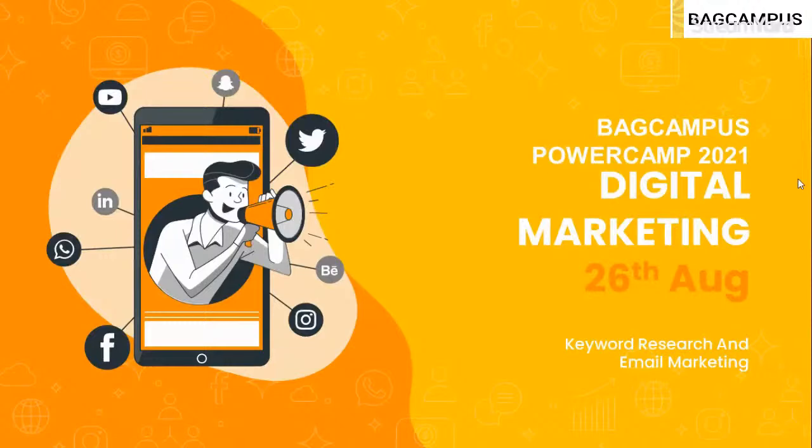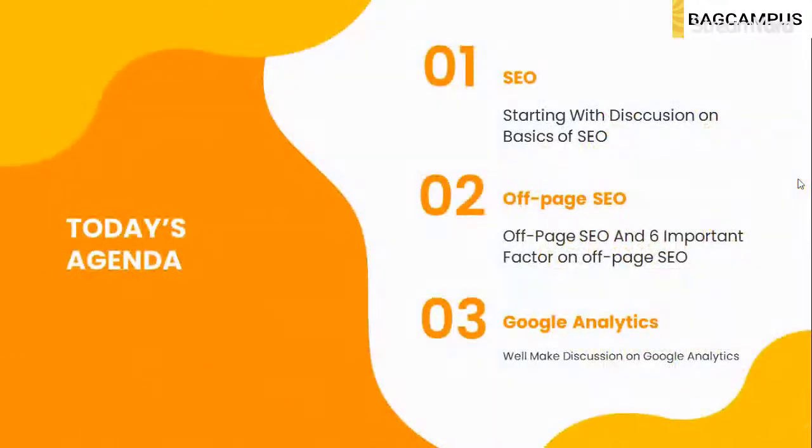There's a lot to learn today. So let's check out today's agenda. As you can see on your screen, our first agenda item is a revision of what we learned yesterday. Then we'll start the discussion on the basics of SEO. We were left with off-page SEO yesterday, so we will go with off-page SEO and six important factors of off-page SEO.